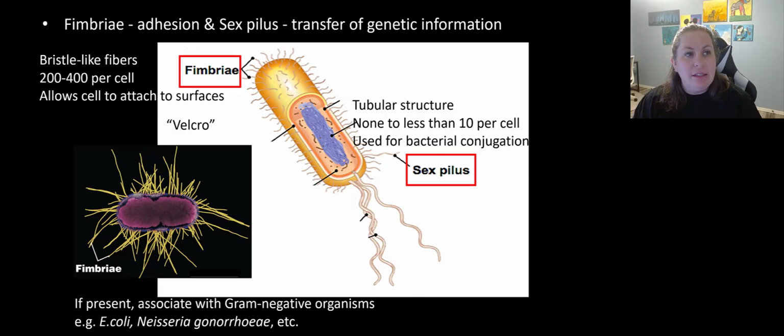And so a lot of times with the adhesion with this fimbriae is it gives it a kind of Velcro-like structure to it. They have these bristle-like fibers. They normally will have about 200 to 400 of them per cell, and again, it allows them to stick to surfaces. If these guys are present, a lot of times they're associated with gram-negative organisms like with E. coli and Neisseria gonorrhea. So these are some examples.